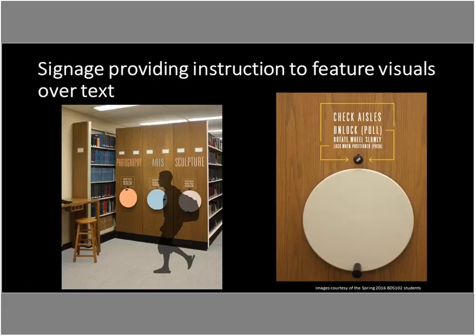And then the last one is signage providing instruction that features visuals over text. This is instructions that are visually emphasized on how to use our movable range ends. Right now, we just have this simple black and white text, and that doesn't ever really seem to grab people's attention. So this is one of the solutions to get people to pay attention and quickly emphasize how to use the movable stacks.